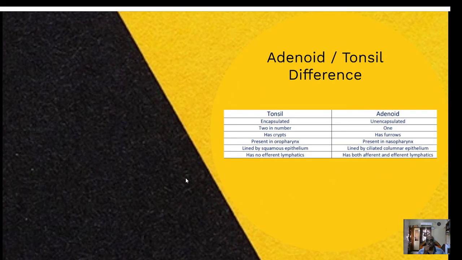The difference between tonsil and adenoid is another commonly asked question. A tonsil is 2 in number, adenoid is 1 in number. A tonsil is seen in the oropharynx, adenoid is seen in the nasopharynx. Tonsil is encapsulated, adenoid is unencapsulated. Tonsil has crypts, adenoid has furrows. Tonsil is lined by squamous epithelium, adenoid is lined by columnar epithelium. Tonsil has no afferent lymphatics, adenoid has both afferent and efferent lymphatics. The adenoid feels like a bag of worms when you palpate.